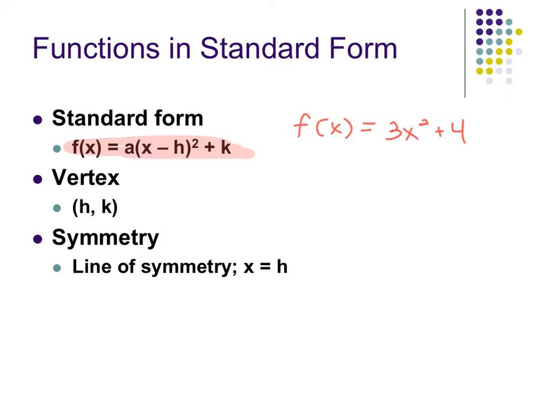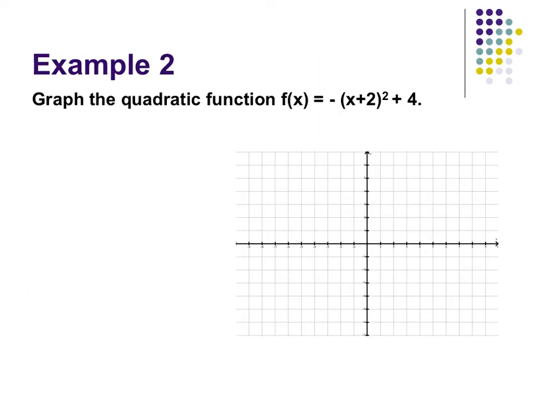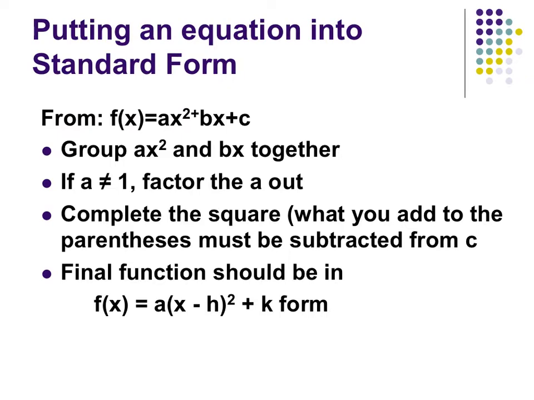You can pull your vertex out of that by changing the sign of the h that follows x, and then the k that's by itself. And again, line of symmetry, x equals h. We talked about how to graph using that. So find the vertex, find the intercepts, and if the intercepts are not enough, then you plot some additional points. We actually did this example using that method.